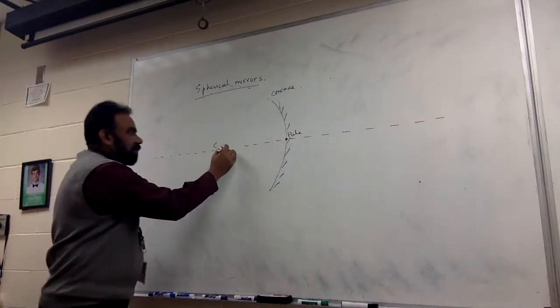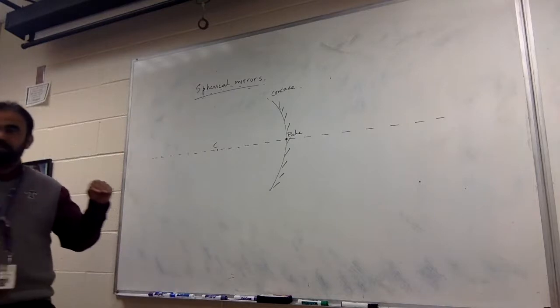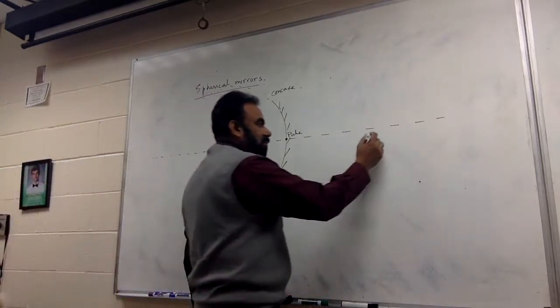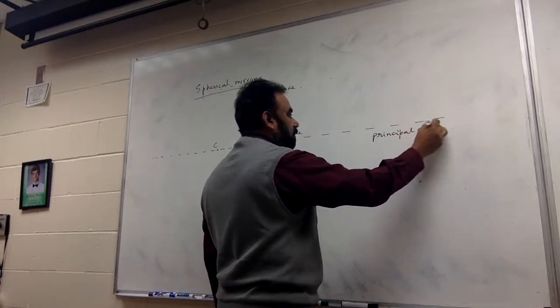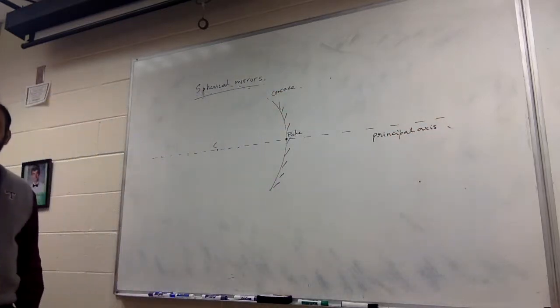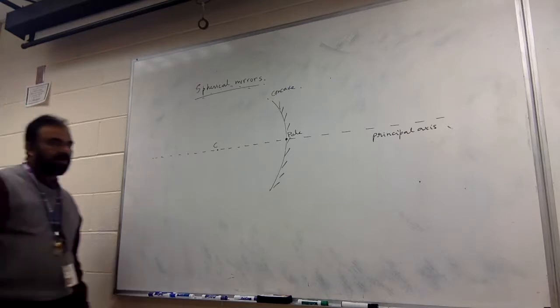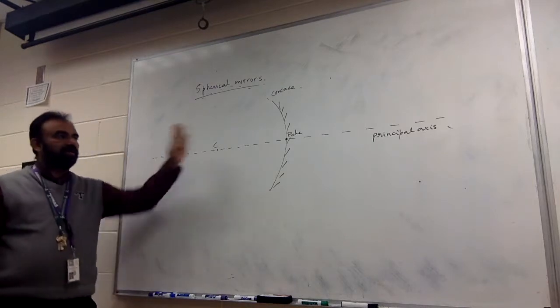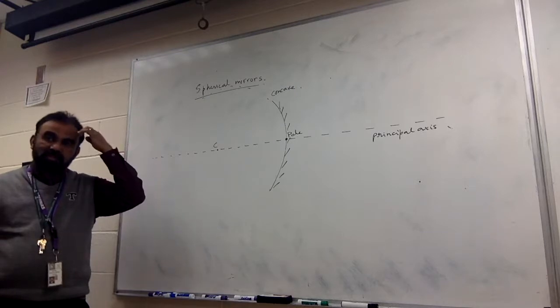This dotted line that connects the center of curvature and the pole, and it is an extended line, is called the principal axis. Principal axis of the mirror. Now, what will happen when you shine light onto that mirror? When a parallel beam of light comes and strikes the mirror, what happens?